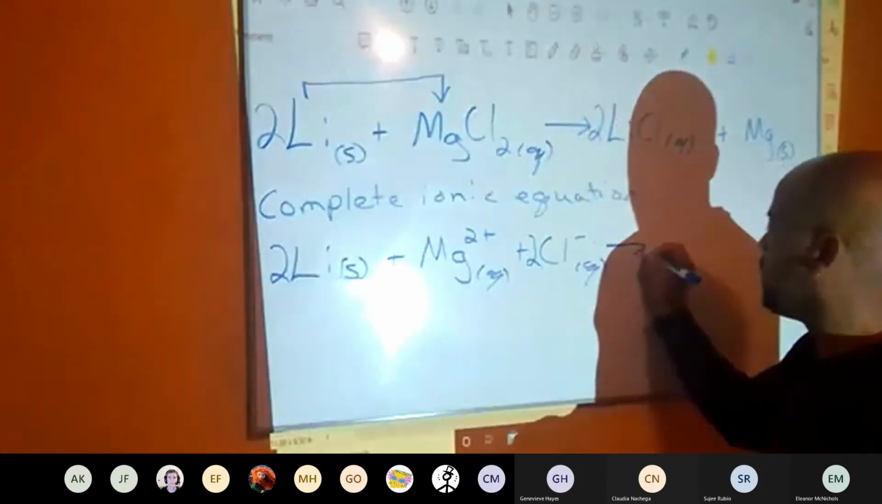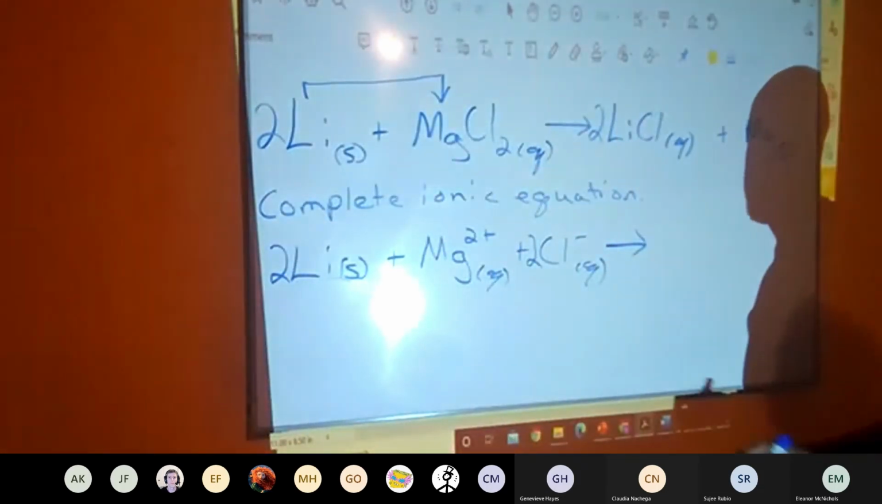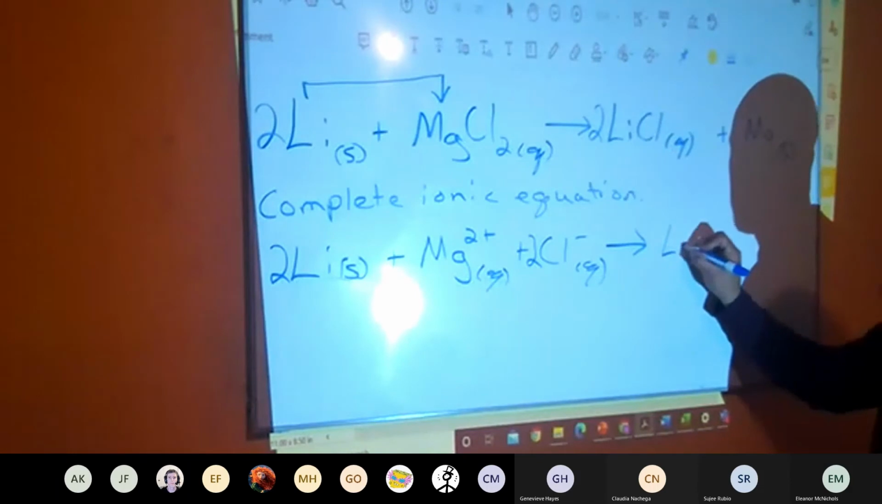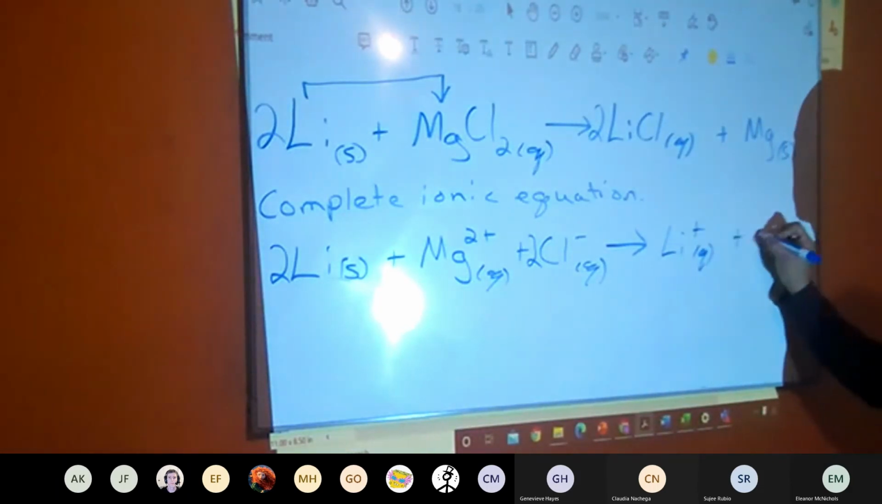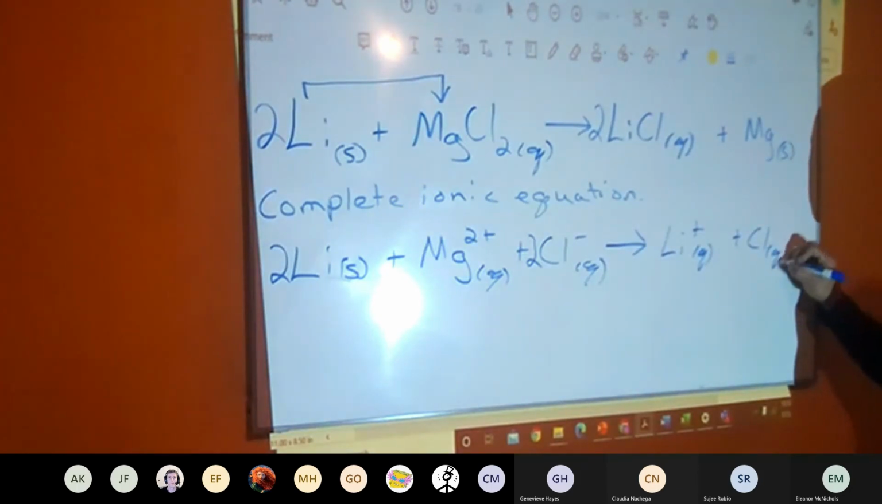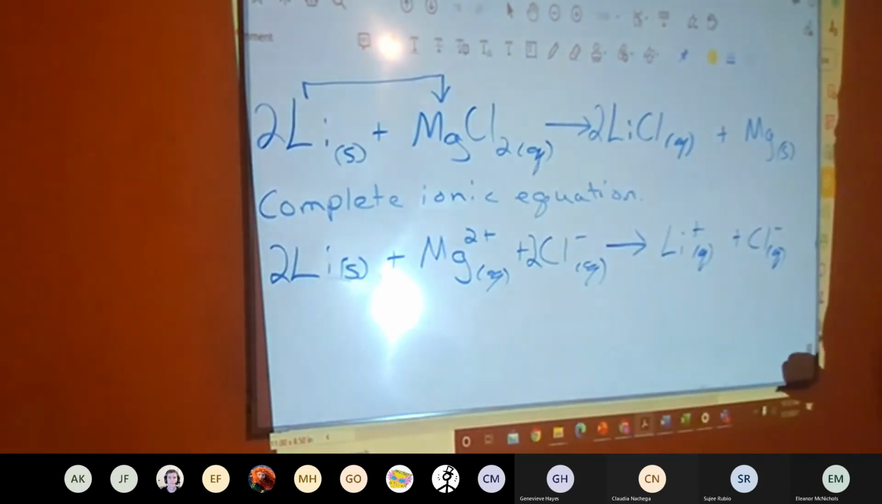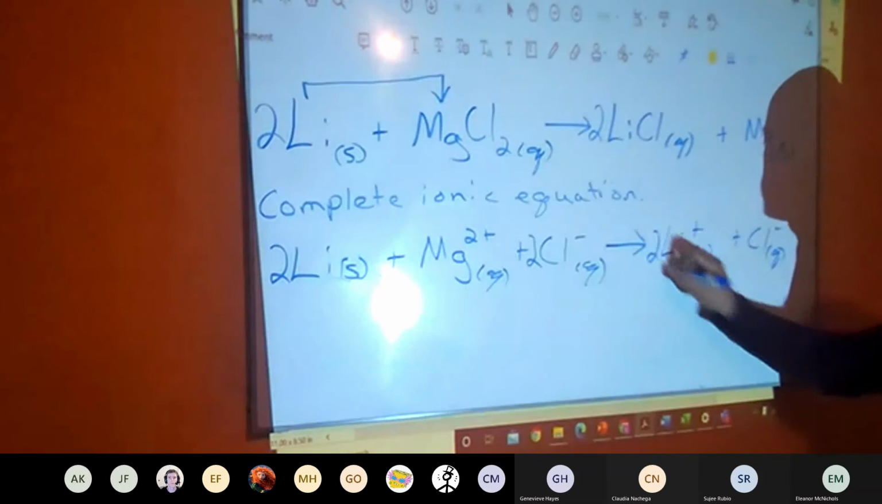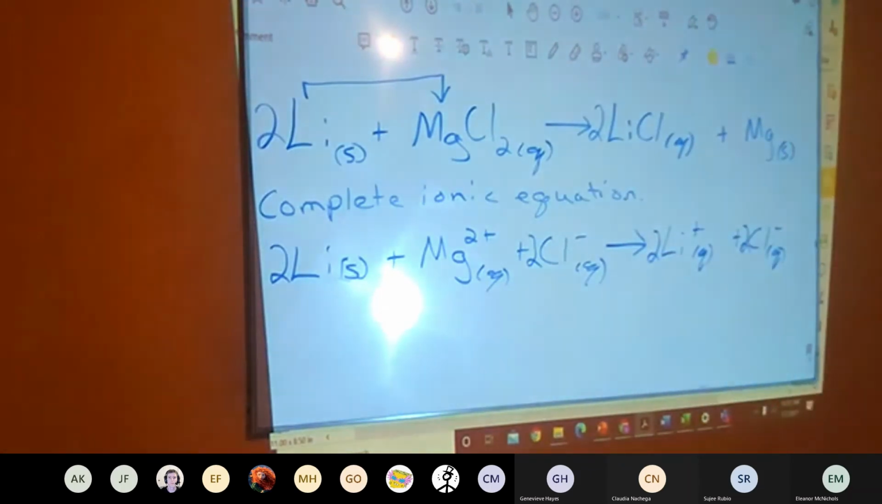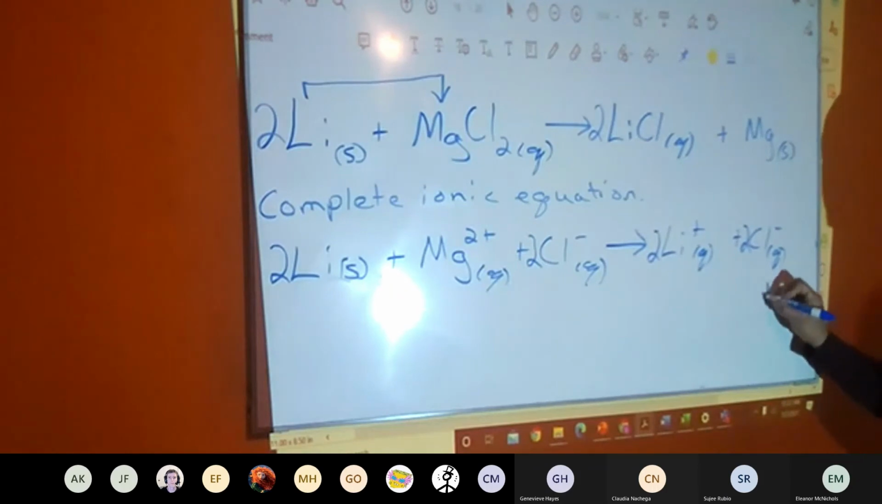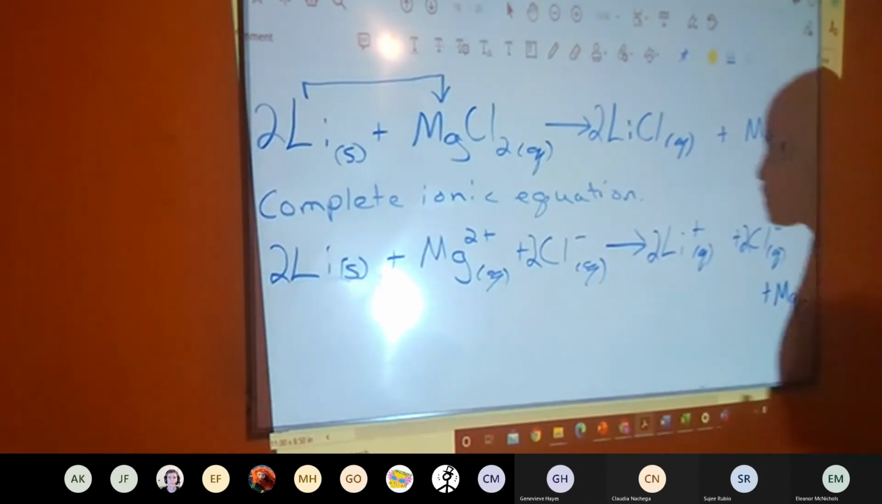On the product side here, I'm going to do the same thing. You're aqueous, so I'm going to break you apart into lithium cation, aqueous, and also chloride anion, aqueous. There's a 2 here, so I'll put a 2 here. And also there's 2 chlorides, so I'll put you there as well. And then on the product side, we're going to have Mg as a solid.